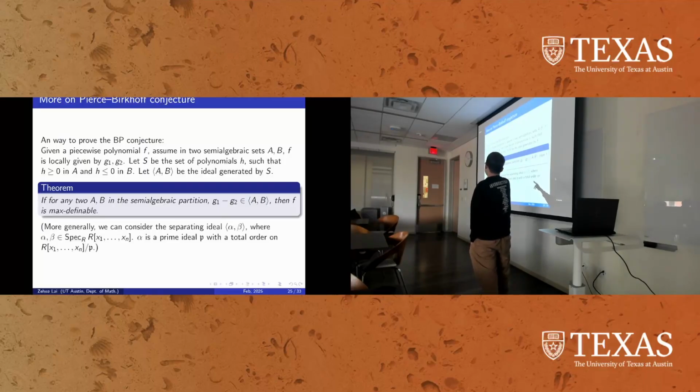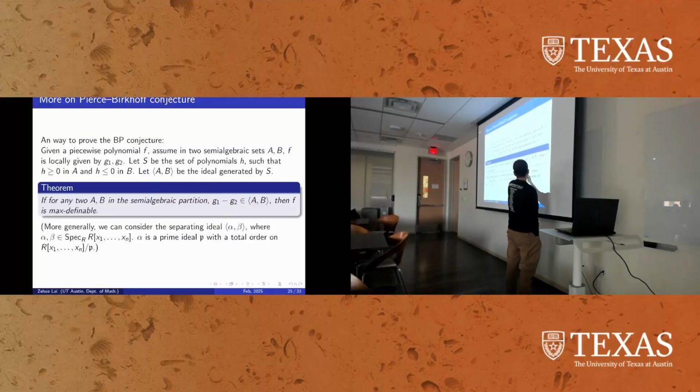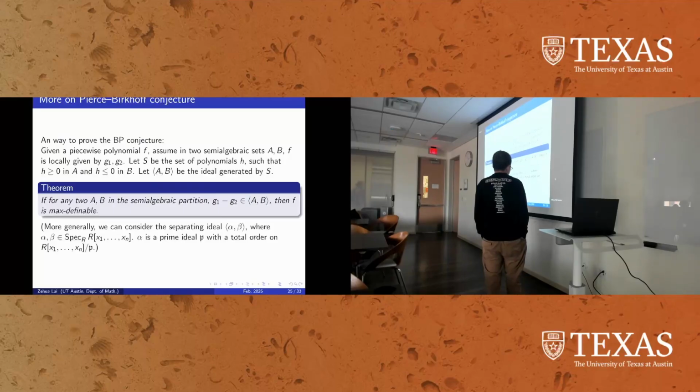There is a theorem, called the separation theorem, or separation conjecture maybe, that says that if for any A, B in this partition, the difference between the two pieces G1 and G2 is inside this separating ideal, then f is max-definable. So we do have a more algebraic condition to prove the hard direction of the Pierce-Birkhoff conjecture. More generally, you can define this for two so-called prime real ideals, alpha and beta, and somehow also define a separating ideal, but that's quite abstract and not very useful in practice. So we will use this semi-algebraic sets definition of separating ideals.